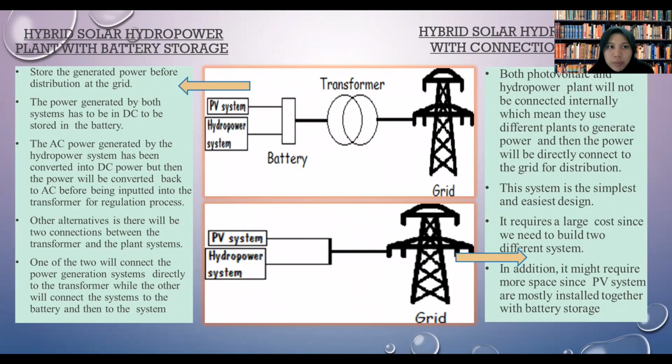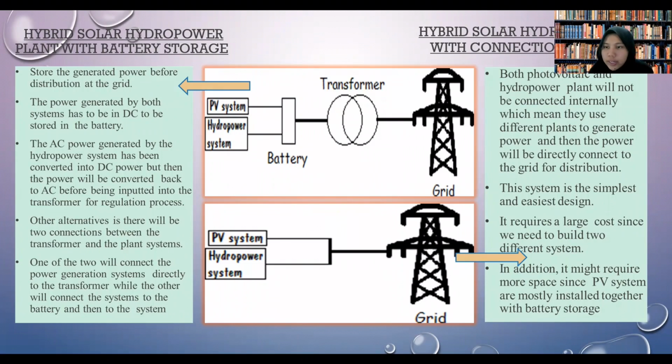The next type of hybrid is the hybrid solar hydropower plant with battery storage. We need to store the generated power before distribution to the grid. Since the availability of the sun is very limited, combining and storing the energy generated in batteries will be a good solution. The power generated by both systems has to be in DC to be stored in the battery.